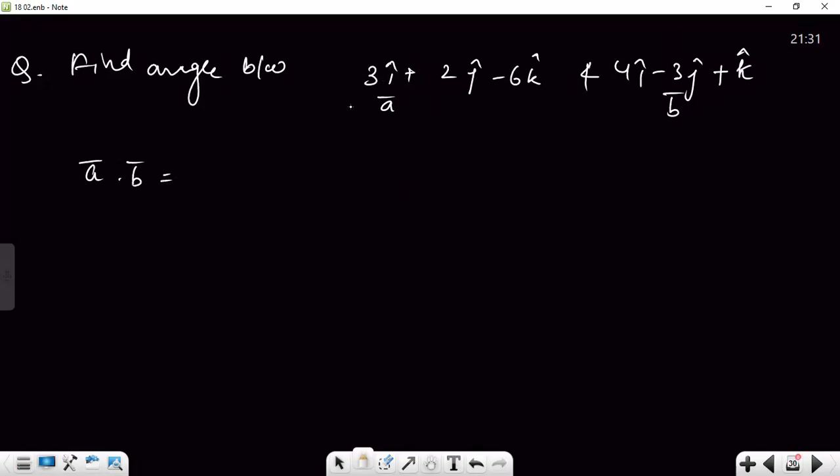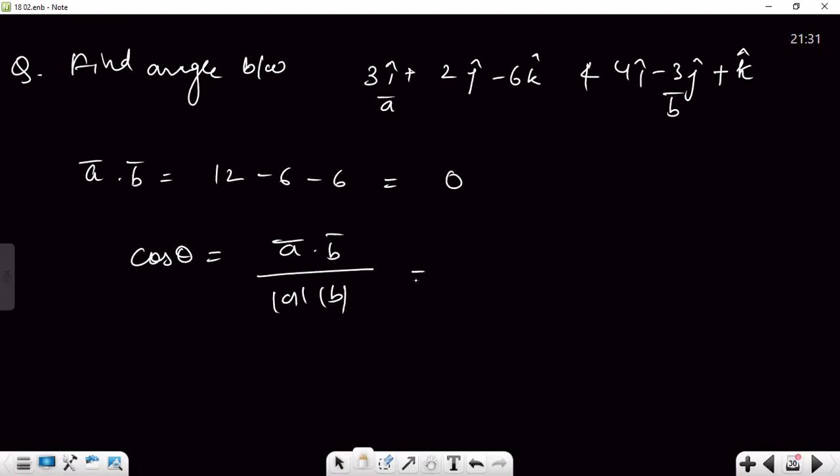The dot product will be 3 into 4, 12, plus 2 into minus 3, that makes it minus 6, minus 6 into plus 1. The dot product is 0. We know cos theta is dot product divided by the magnitudes. So we will not even bother to find the magnitude because the numerator has become 0, and 0 divided by anything is 0 only.